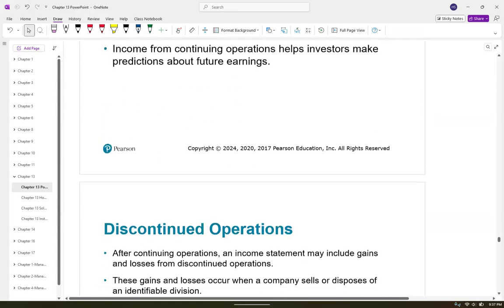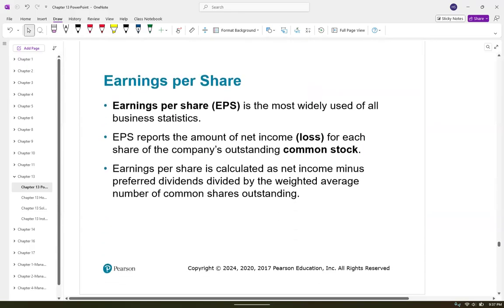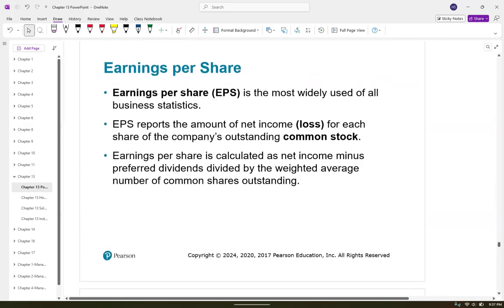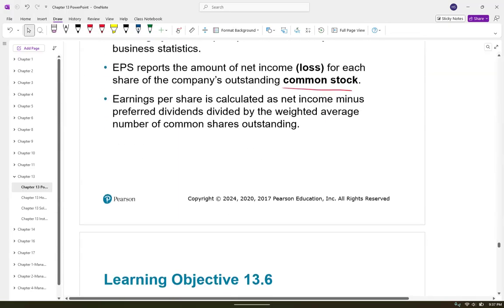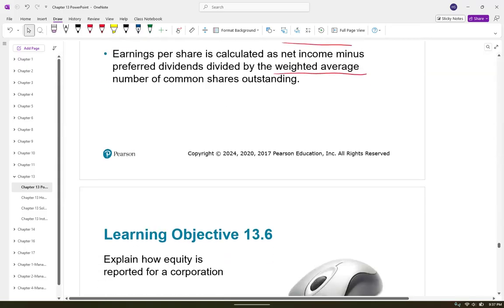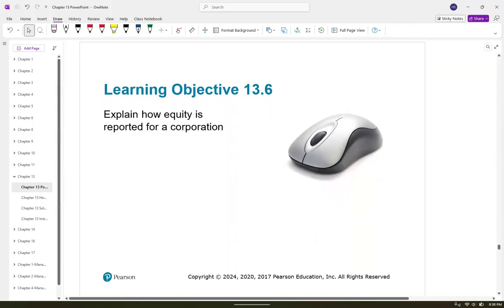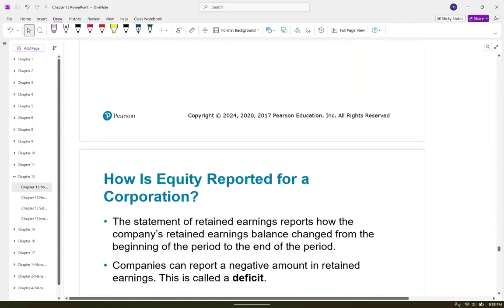I think I just said everything that's in that PowerPoint. Earnings per share, I mentioned, is just the net income divided by the number of shares outstanding for common stock. That calculation can get a lot more complicated the further up in accounting you get because you might not have had the exact same number of common stock shares outstanding all year. So there would be a weighted calculation on that. They do say the weighted average number of common shares outstanding. And now we're going to look at the equity section on the balance sheet.